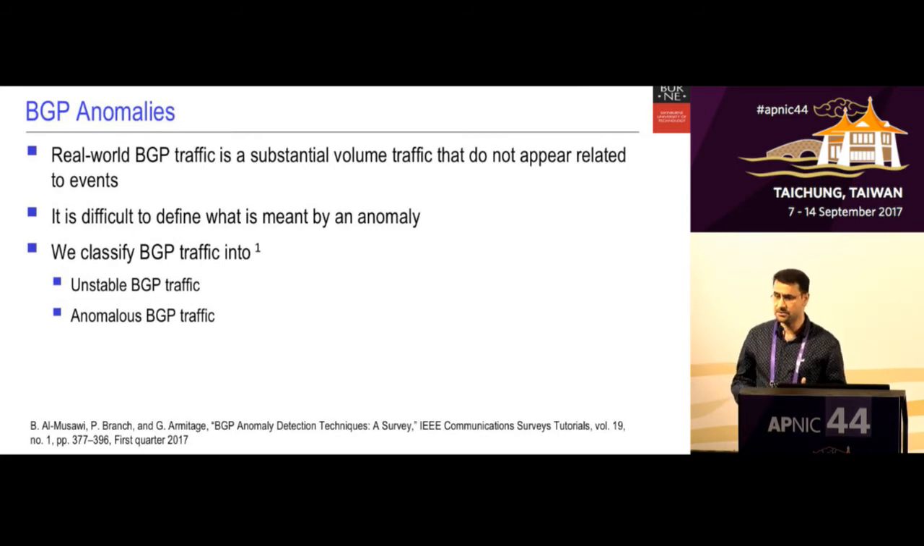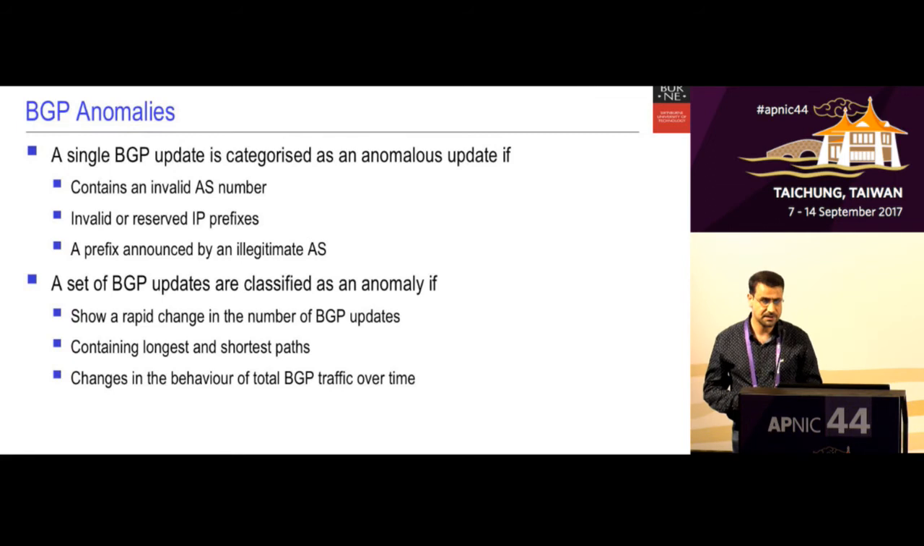So it's really difficult to define what is meant by BGP anomaly, because there is a set of autonomous systems that send unstable traffic all the time. We classify BGP traffic into two main types: unstable BGP traffic, and anomalous BGP traffic. Anomalous BGP traffic can be categorized as well into different types.